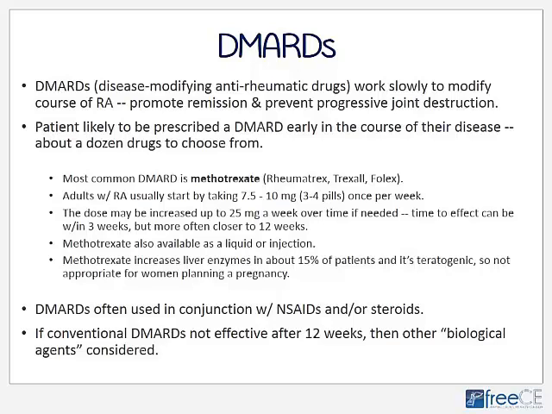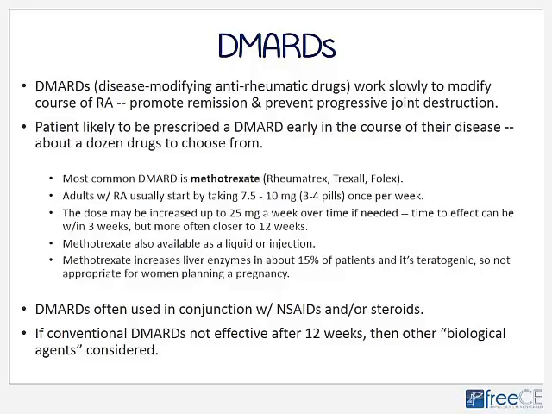This dose may be increased up to 25 milligrams a week over time if needed, but it takes a while to be effective, typically 3 weeks, but more often closer to 12 weeks in some patients. So again, slow acting. Methotrexate is available as a liquid or injection aside from pills. However, this drug does increase liver enzymes in about 15% of patients, and it's teratogenic, so it should not be given to women that are pregnant or thinking or wanting to get pregnant.